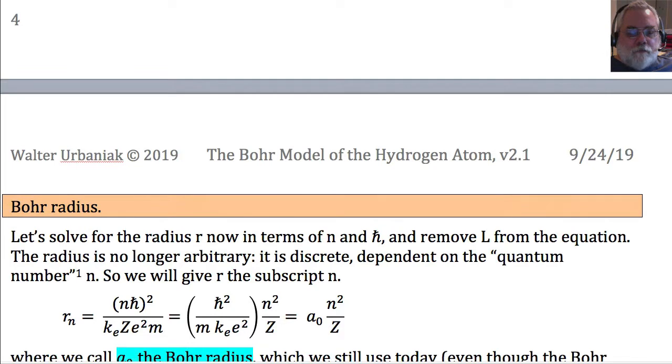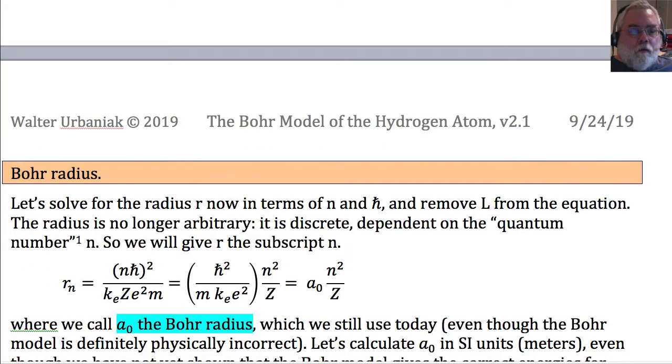Bohr radius. Let's solve for the radius now in terms of integer n, which will later be called the principal quantum number, and h bar, and remove angular momentum L from the equation. The radius is no longer arbitrary. It is discrete depending on the quantum number n. So we will give r the subscript n.